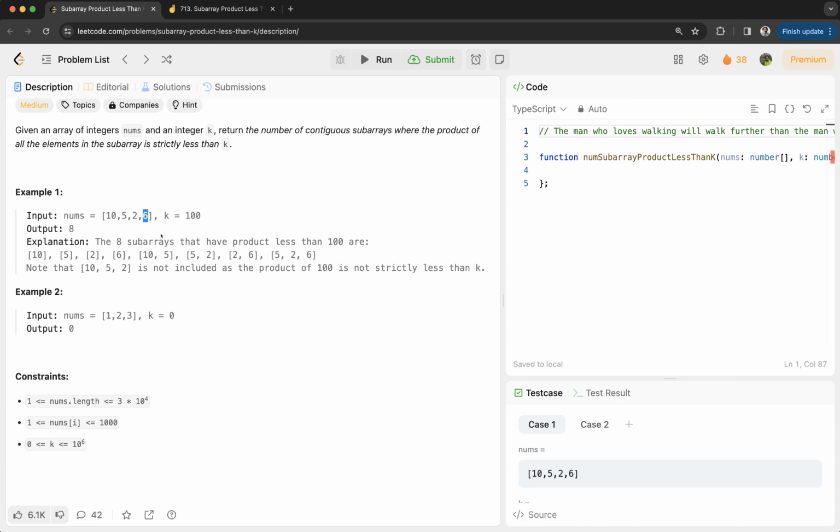So one way of counting the subarrays is to always fix one end of your subarray and do something for the other end. We will talk about it.